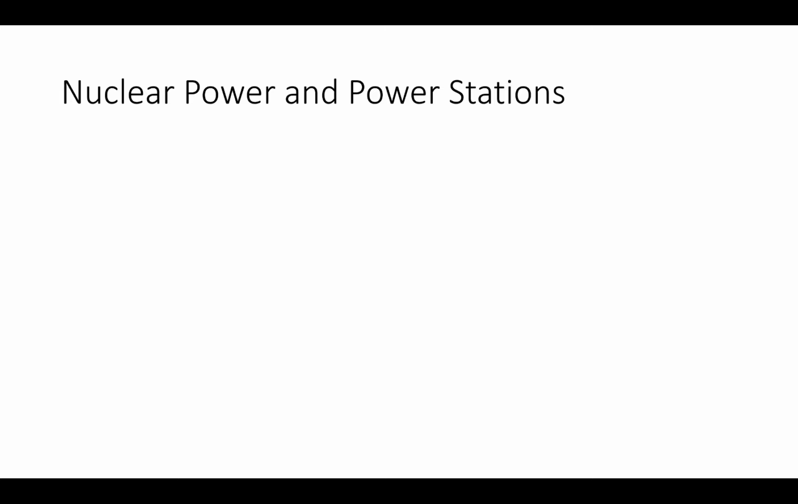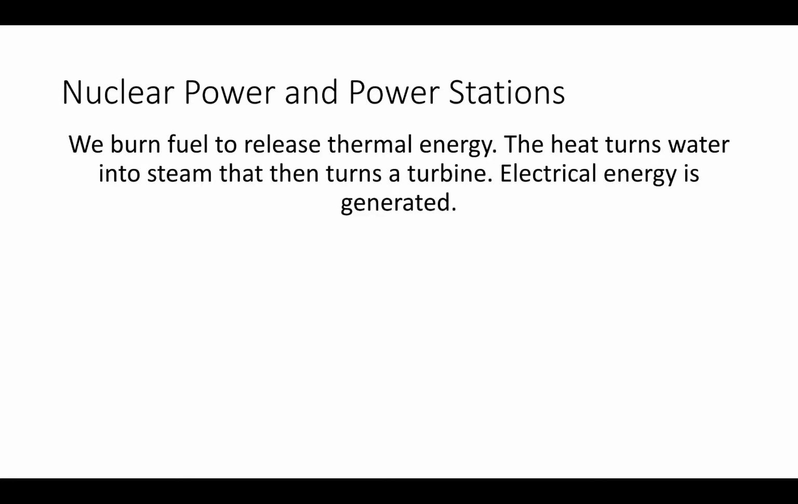So let's start with nuclear power and power stations. So we burn fuel, so this is a general power station, oil, coal or gas, natural gas. We burn the fuel to release thermal energy. The heat energy that's produced will turn water into steam, and then that steam turns a turbine, and electrical energy is generated. The turbine is connected to a generator. A generator is just basically a coil of wire with a magnet that spins around inside.